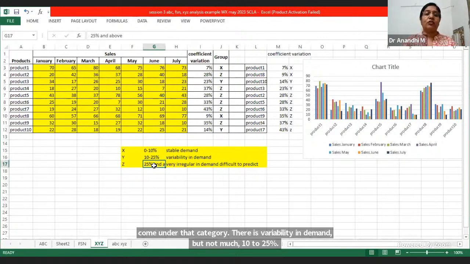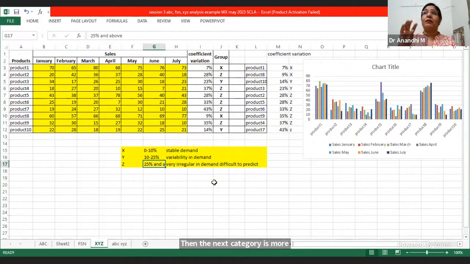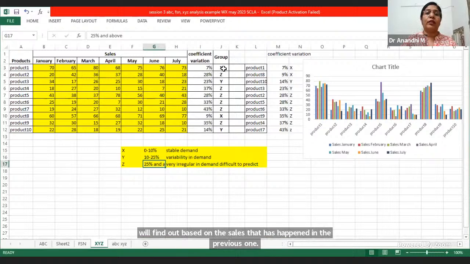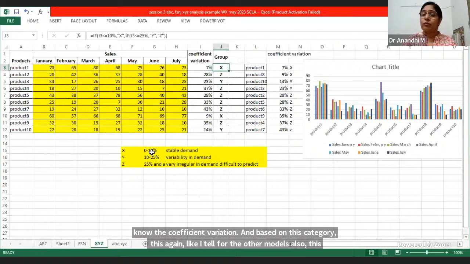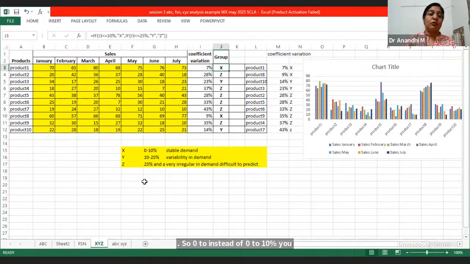Then the next category is more than 25 percent, very, very high or irregular demand. Once you find this out based on the sales that has happened in the previous months, find out the coefficient of variation, and based on this category, like I tell for the other models also, this slab you can design. So instead of 0 to 10%, you can keep it as 0 to 12% or 0 to 15%. Then you can extend this up to 15 to 25 percent. Then more than 25 percent, or even more than 20 percent, you can consider irregular demand.